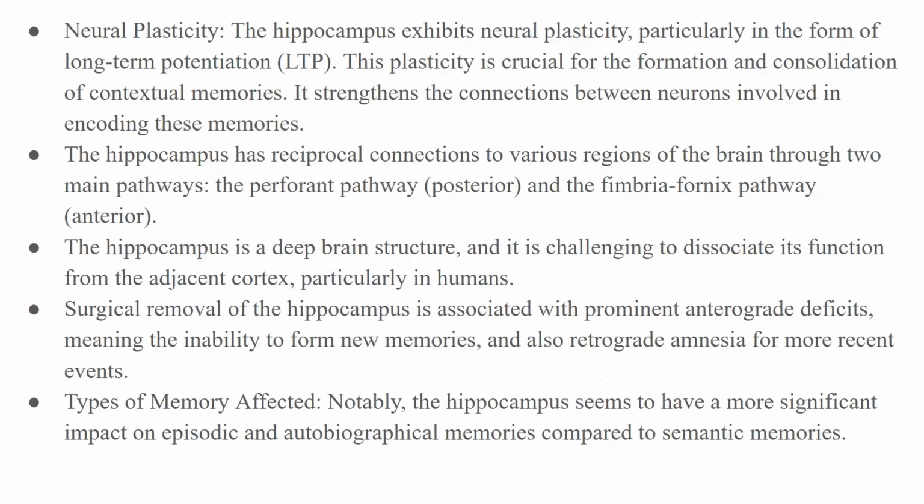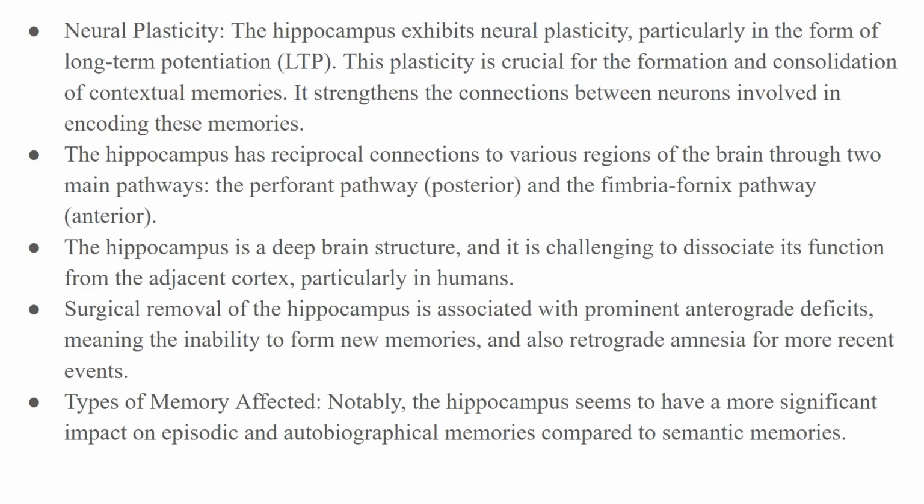Moving on to neural plasticity. So, hippocampus exhibits neural plasticity, particularly in the form of long-term potentiation. This plasticity is crucial for formation and consolidation of contextual memories. It strengthens the connection between neurons involved in encoding these memories. Hippocampus has reciprocal connections to various regions of the brain through two main pathways. First is the perforant pathway, which is the posterior pathway, and the fimbria fornix pathway, which is the anterior pathway.